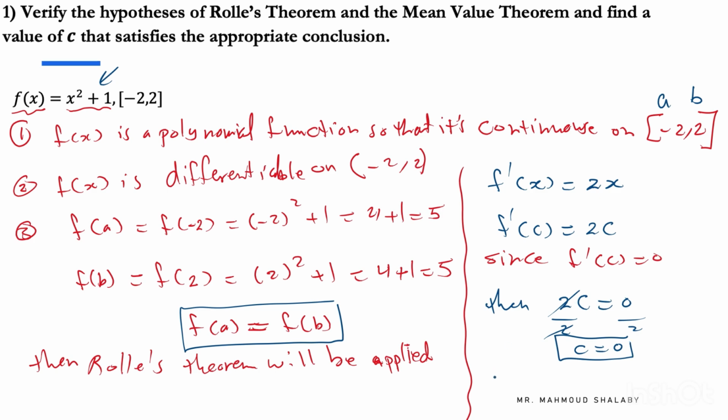Now, the final thing to write here is your conclusion. So what you can say here is there is a tangent to the function at x equals 0. So there will be a tangent to the function at x equals 0, and that's it.